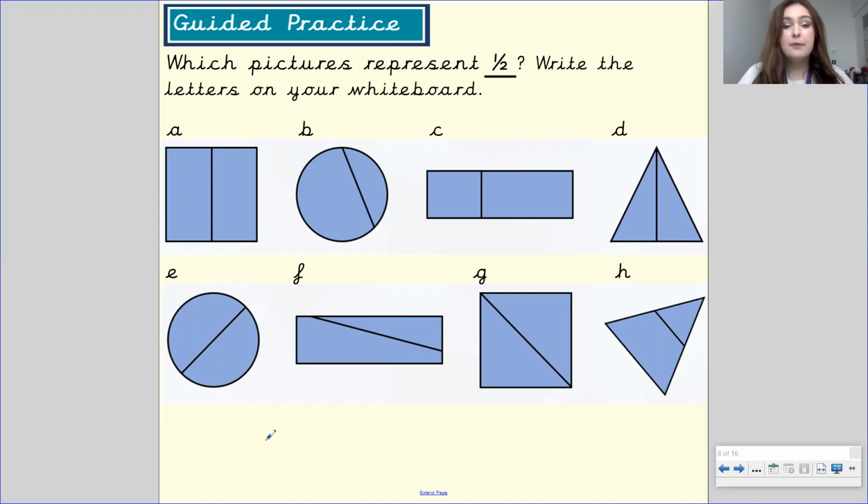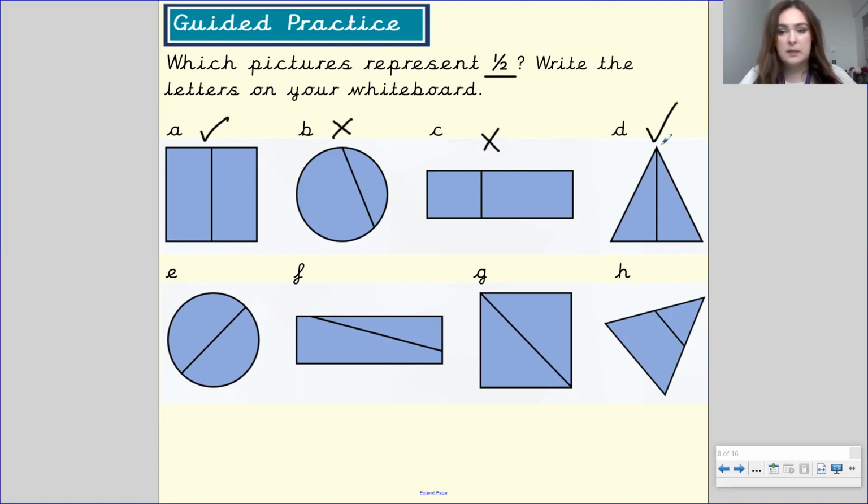Okay, so remember that when we find a fraction, we need to make sure that the shape has been split into equal parts. They have to be equal. If they're not equal, it's not a fraction. So A has been split into equal parts. B has not been split into equal parts because this side is much bigger than this side. This is the same with C. It's not been split into equal parts as this side is smaller than this side.